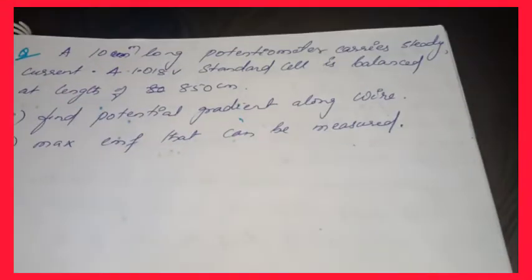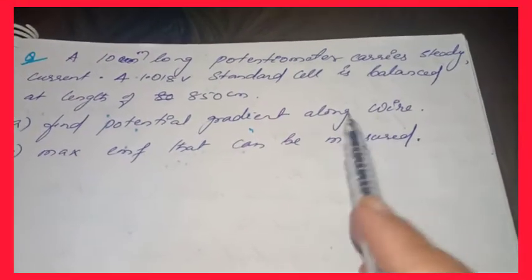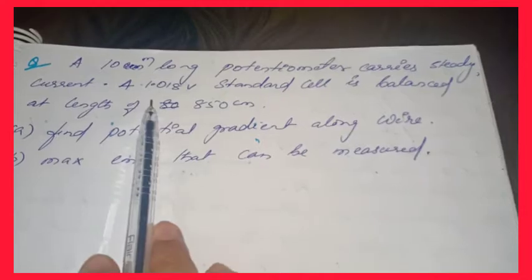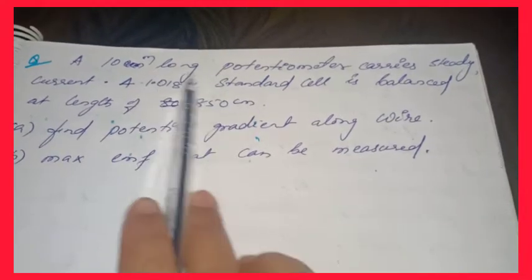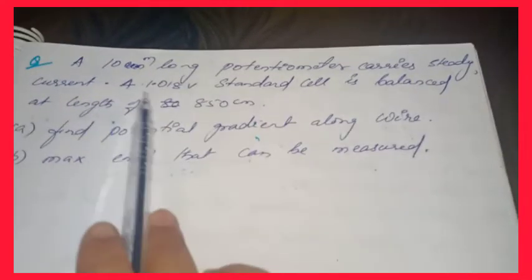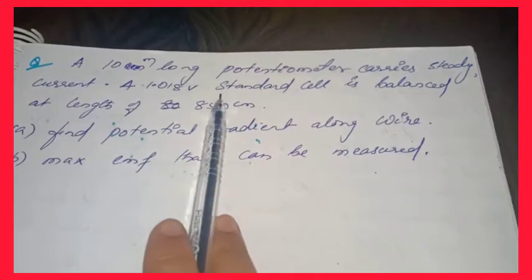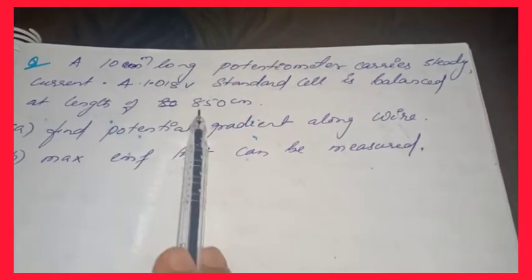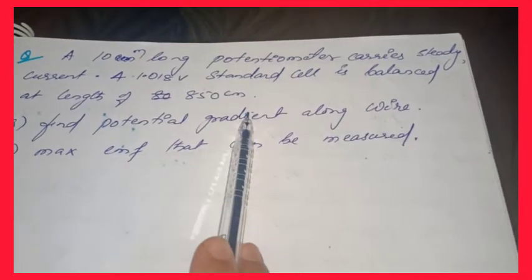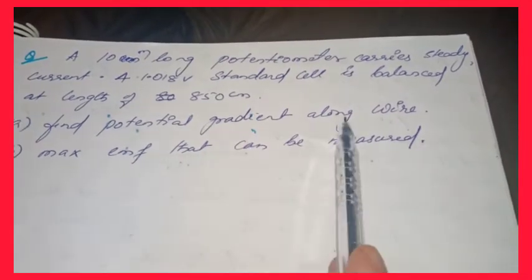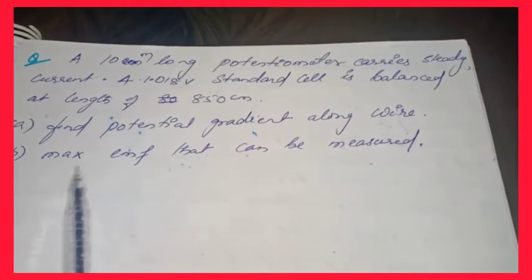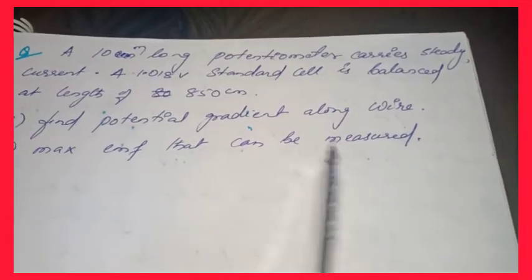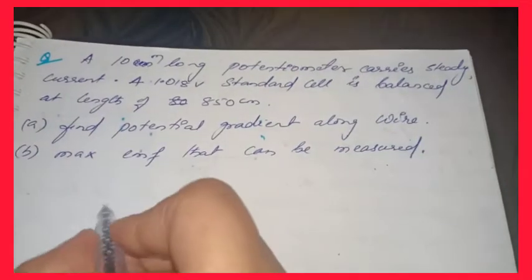It is 10 meter. So a 10 meter long potentiometer is taken and an EMF of 1.018 volts is used, and it is showing the null point and the balance length is 850 cm. So we have to find the potential gradient of the wire and also the maximum EMF that can be measured. So let's do the first bit, students.